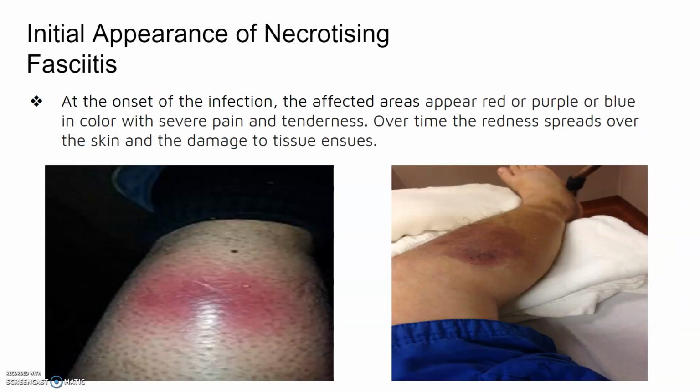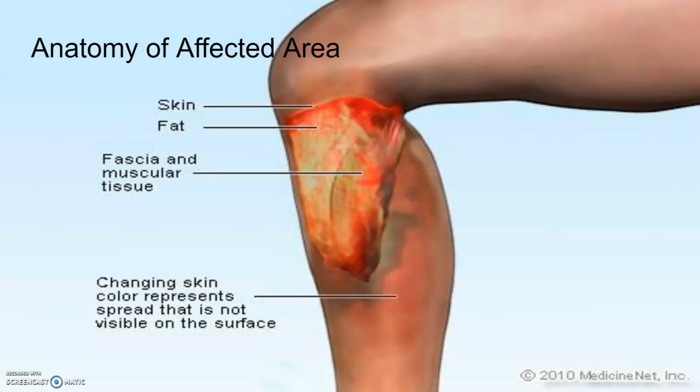At the onset of the infection, the affected area appears red, purple, or blue in color with severe pain and tenderness. But then over time, the redness spreads over the skin and the damage to tissue eventually starts. So, the anatomy of the affected area: it begins by affecting the fascia or the muscular tissue, and then spreads to the surface. It opens in the skin and then goes deeper into the flesh.